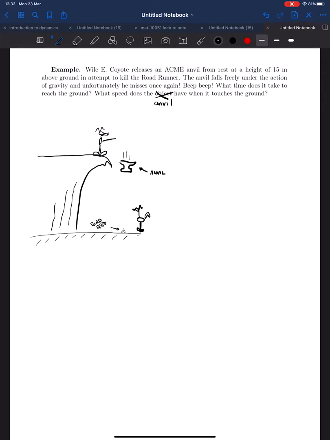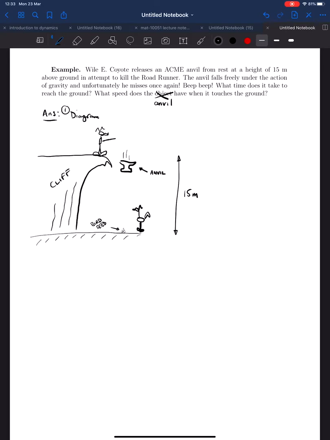Okay, so you can see here I've done the usual stuff, which is let's get the diagram in. Step one, diagram. Now, this type of diagram would make animators at Warner Brothers envious. And what we have is, of course, the coyote. He stood at the top of the cliff. So this is the cliff. It's not a very high cliff. It's 15 meters in height.